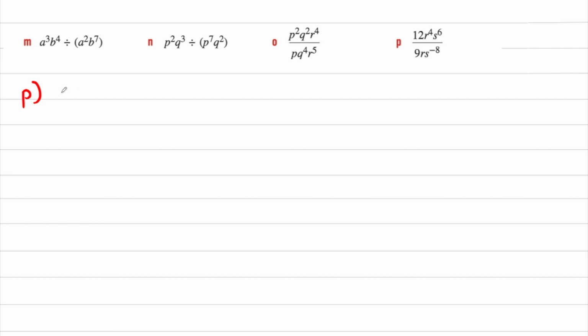Question P. You got 12 divided by 9. 12 divided by 9, divided by 4 divided by 4, divided by 3, equal to 4 over 3. Yes. About R, you got 4 minus 1, and S about 6 minus 8 because the denominator here is minus 8. So 6 minus 8, and then 4 over 3 R and S to the power of 14. S to the power of 14 for question P.